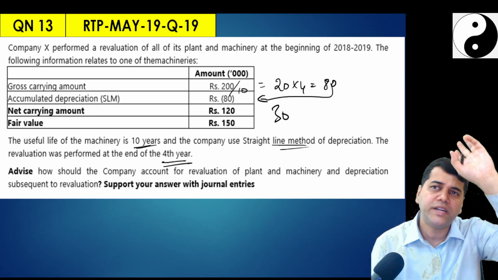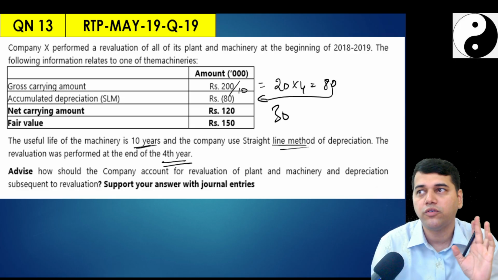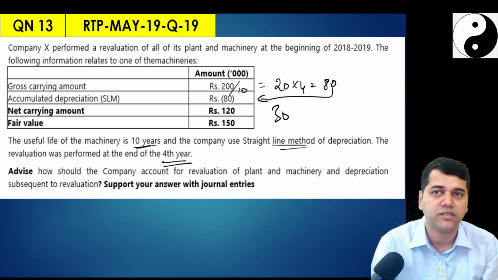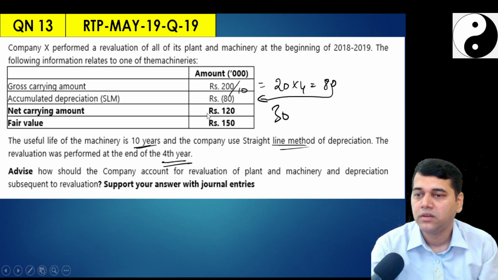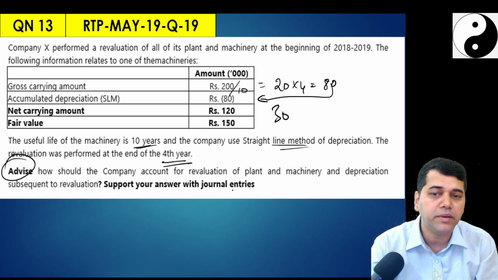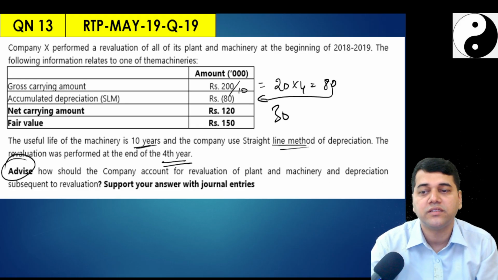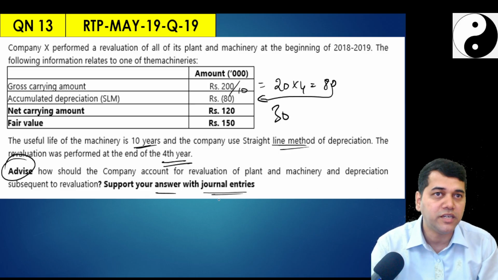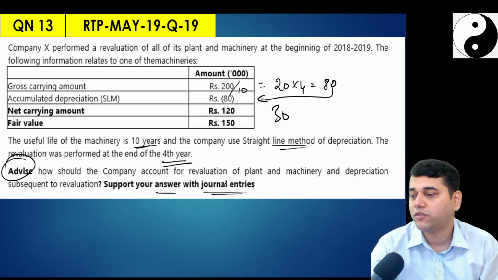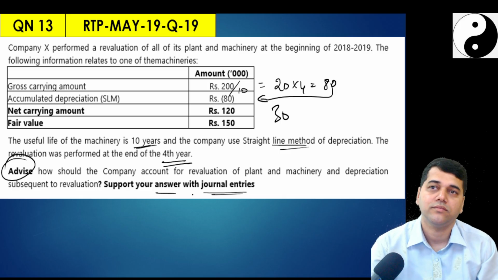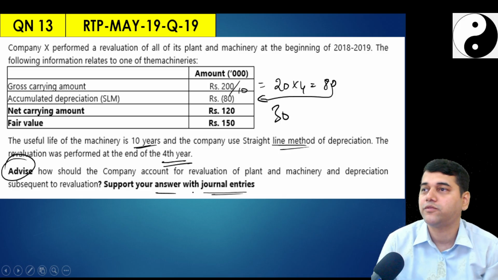You told everyone on day one itself, look, we are going to go with revaluation. Probably values didn't change, so you didn't find it necessary to do the revaluation. Advise: how should the company account for the revaluation of plant and machinery subsequent to revaluation? Support your answer with the journal entries. You have to pass the journal entry, but how do you advise how such a company should account for revaluation?